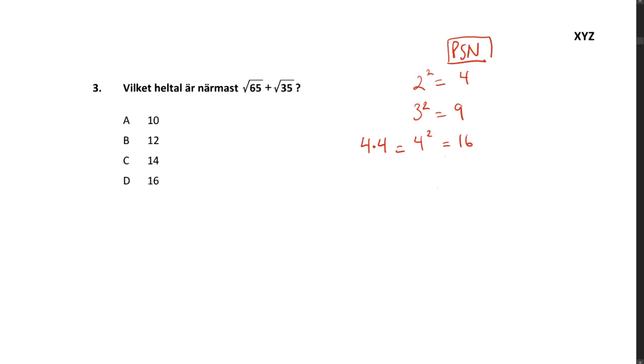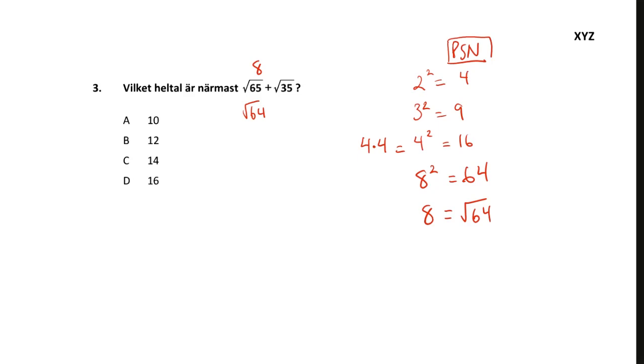So if I were to continue this pattern, I know that 8 to the power of 2 is 64, and that's awfully close to the square root of 65. So I know this is roughly the square root of 64. And I know the square root of 64 is equal to 8. So this is 8. The square root of 35 is not a perfect square number.